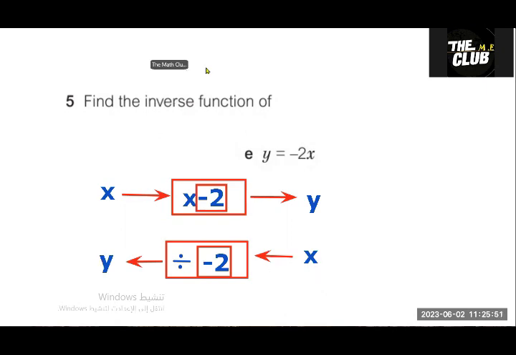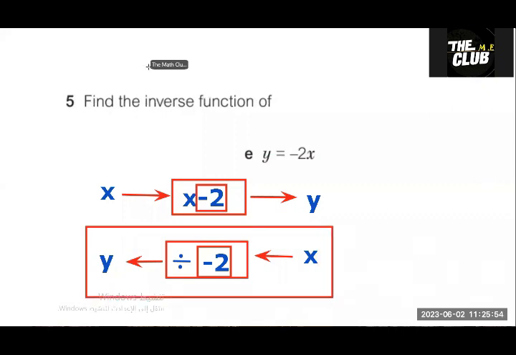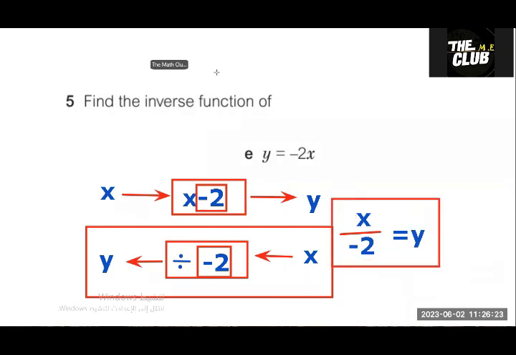Now, I'm going to write the inverse function as an equation. So I'm going to take this, write it as an equation. I'll start with the x. I always start with the x. So x, what's happening here? Divide -2. It means it's over -2, like this. I'm going to write it as an equation like this. So x is over -2. And then it will give me y equals y. And this is the inverse function of equation or function E. Now, let's move on to the last one.